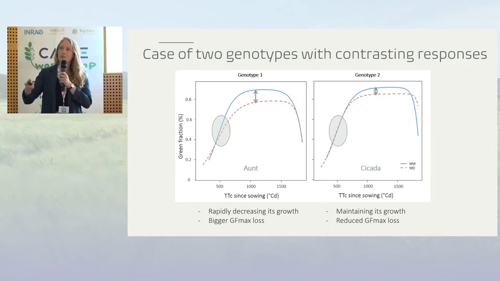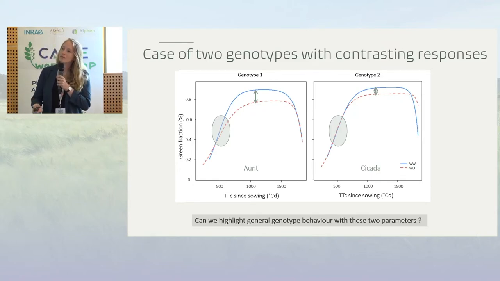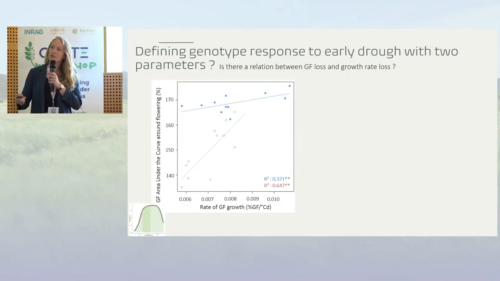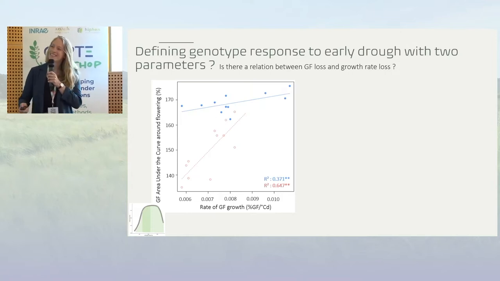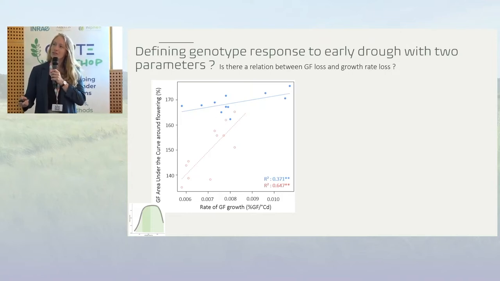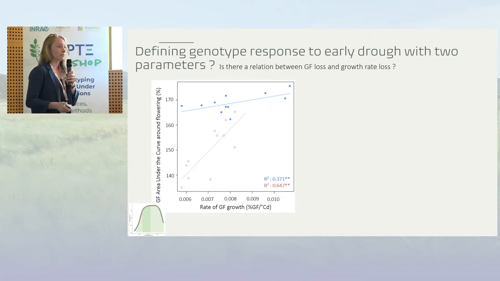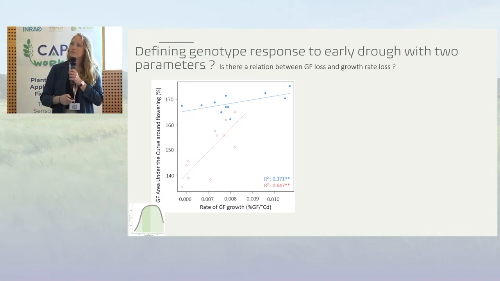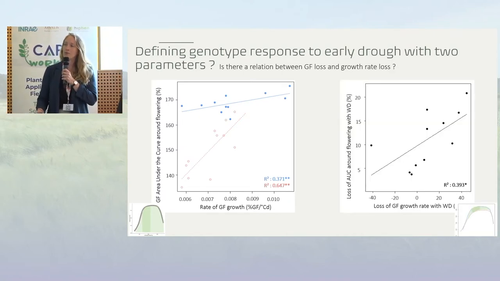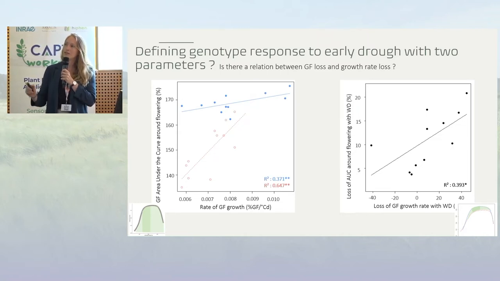We can ask the question, is there a relation between those two parameters, the GF loss and the GF speed loss? And so we have this graph here, where we can see here the GF area under the curve around flowering time. So I put here a little chain to try to explain it. While here you have the rate of GF growth. You can see that in water deficit, the well-watered plants are pretty well related. The other one too, but the relation is completely different. If we look at the loss of these two parameters, so the difference between well-watered and water deficit, there is also a relation, not so clear, but still one.